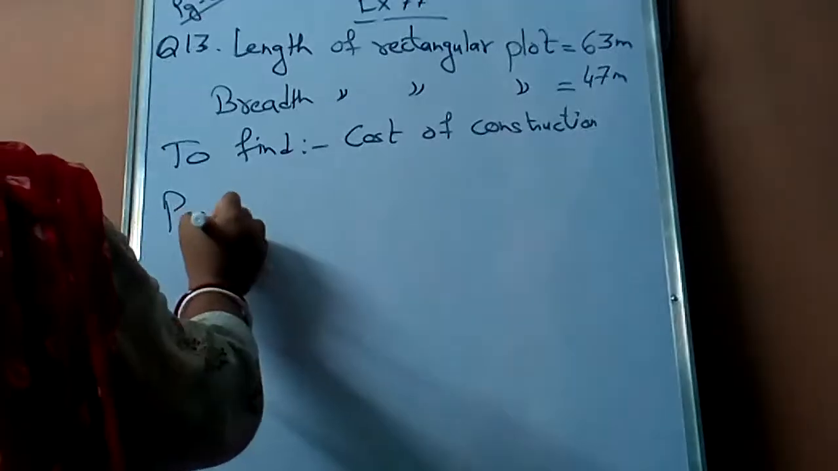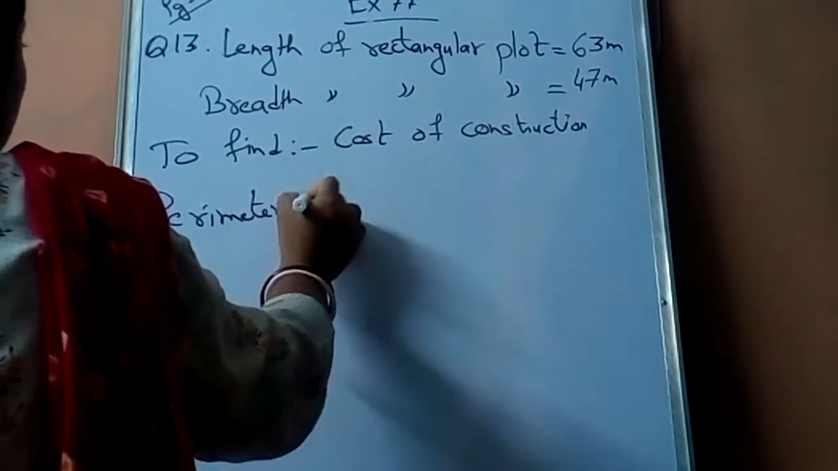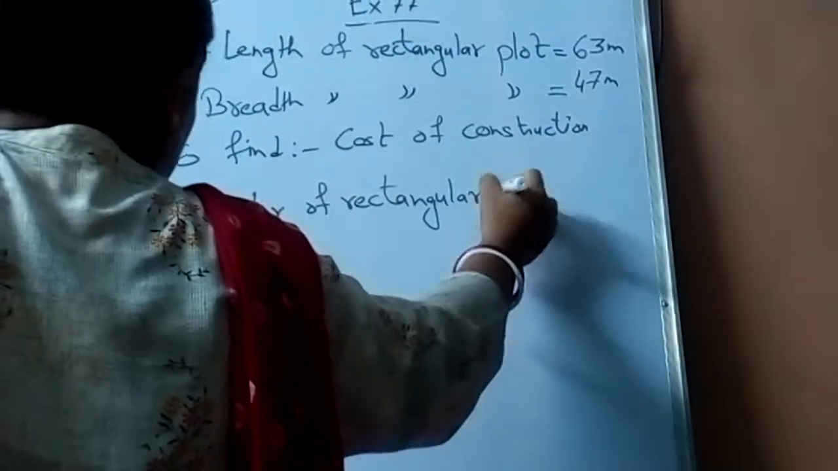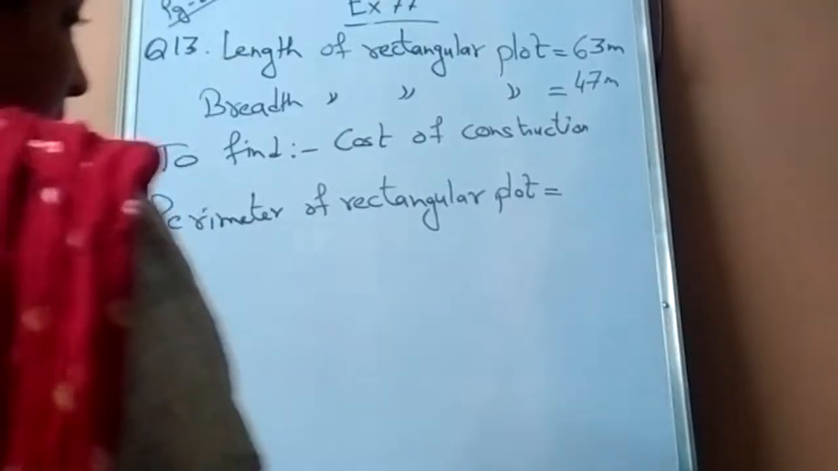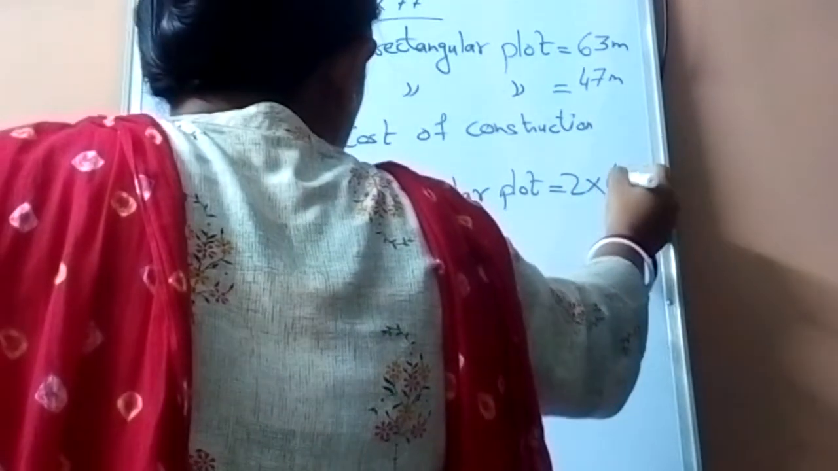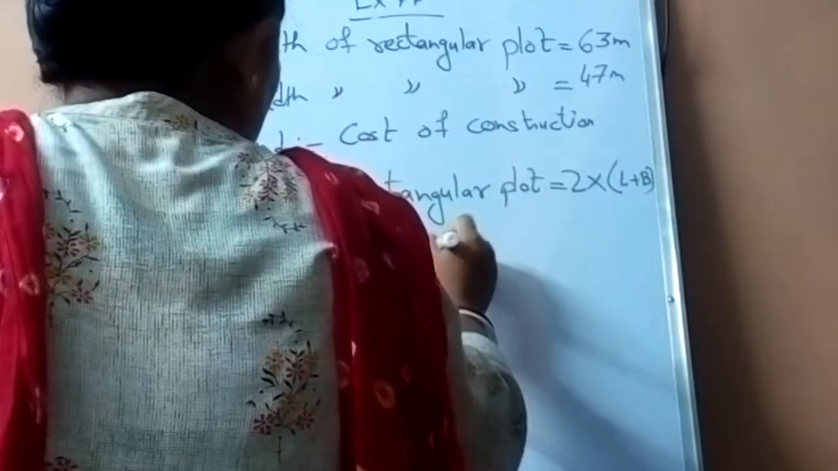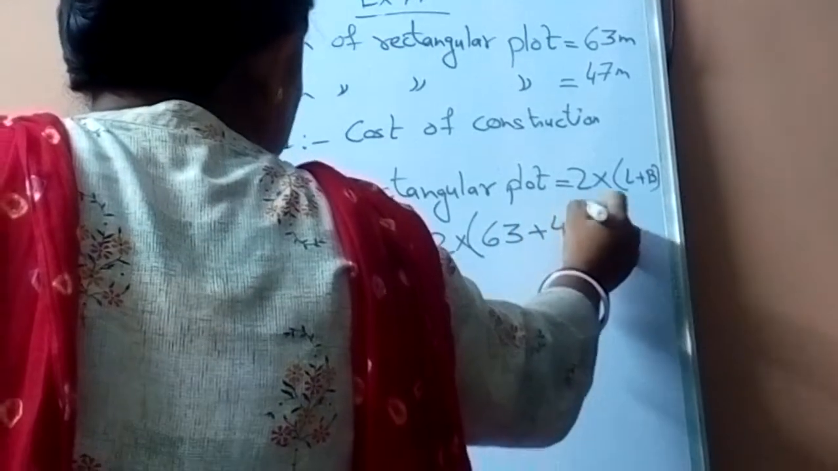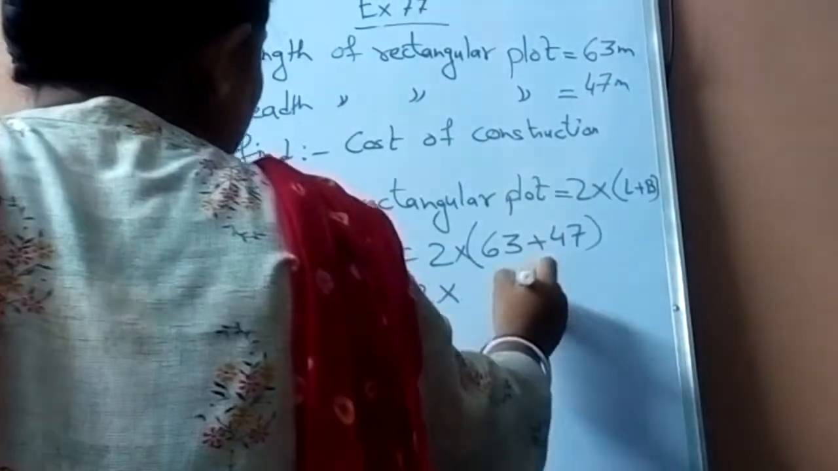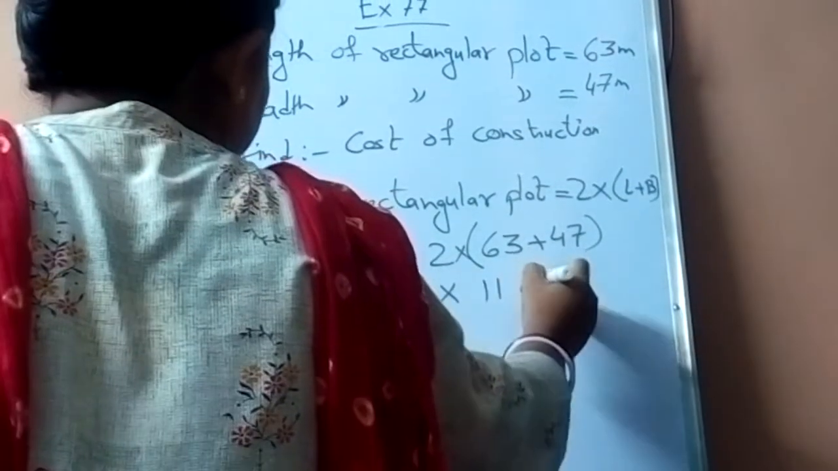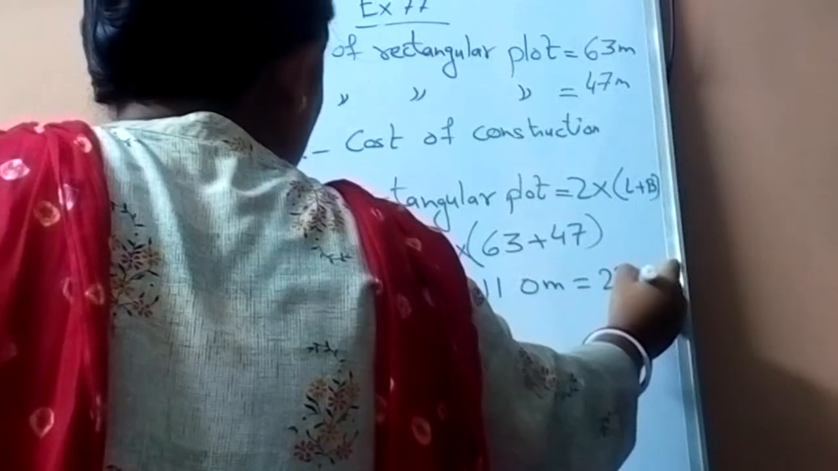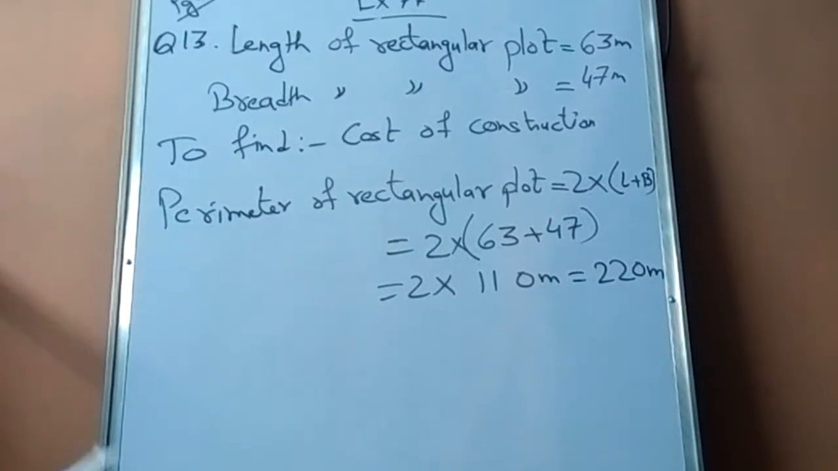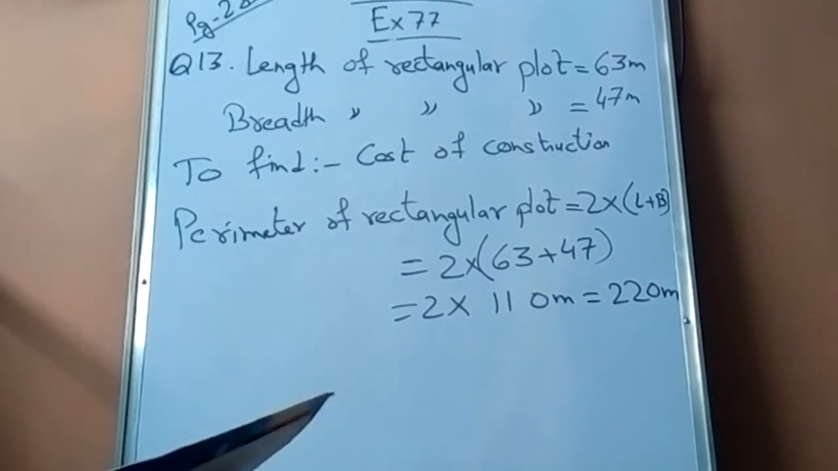So first of all, perimeter of rectangular plot. You will write the formula, that is 2 into (L plus B). So 2 into (63 plus 47). That means 2 into 110 meter. So the perimeter is 220 meter. So this is the perimeter we have found.